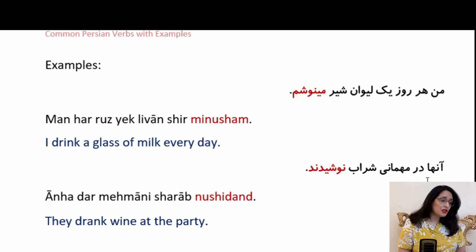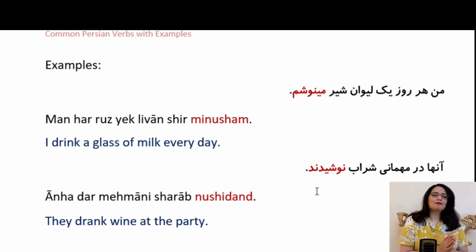Why did I use the formal forms of these words? Because the verb nushidan is a formal verb. It's a common verb used a lot and you have to know the meaning. We don't use this verb in spoken Persian. In spoken Persian, no one says من یه لیوان شیر نوشیدم, شراب بنوش.